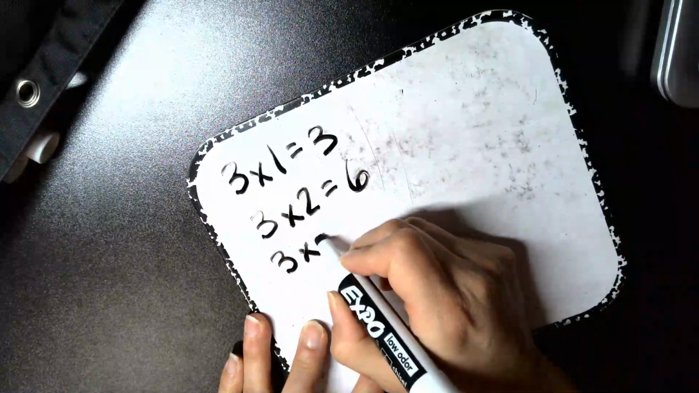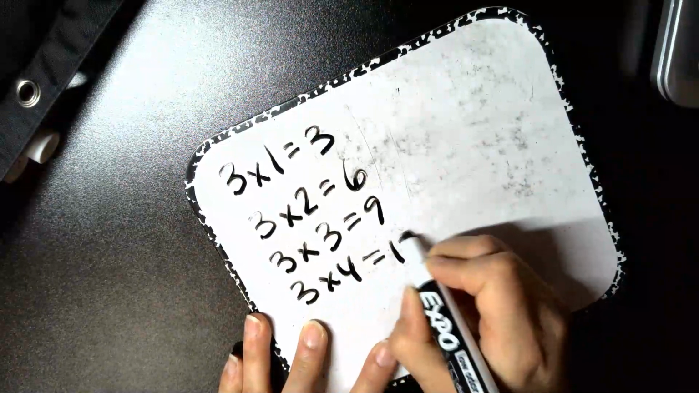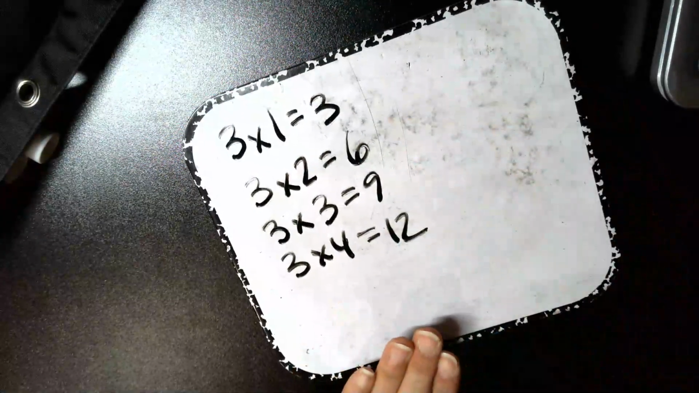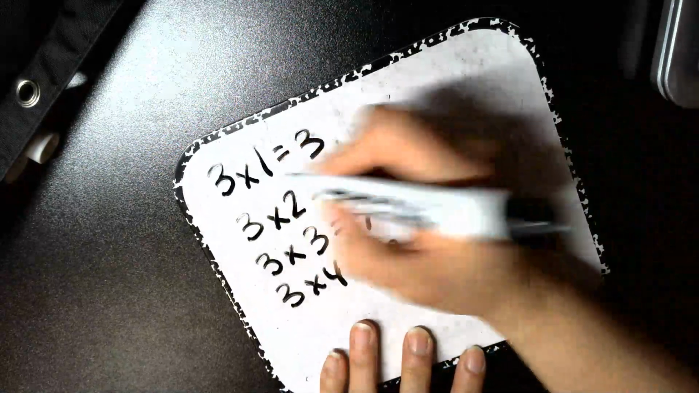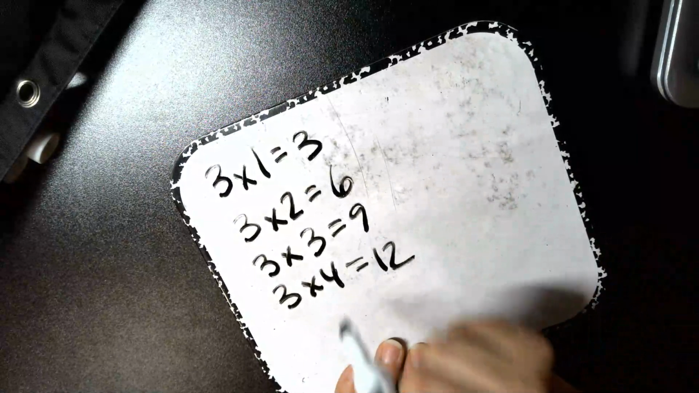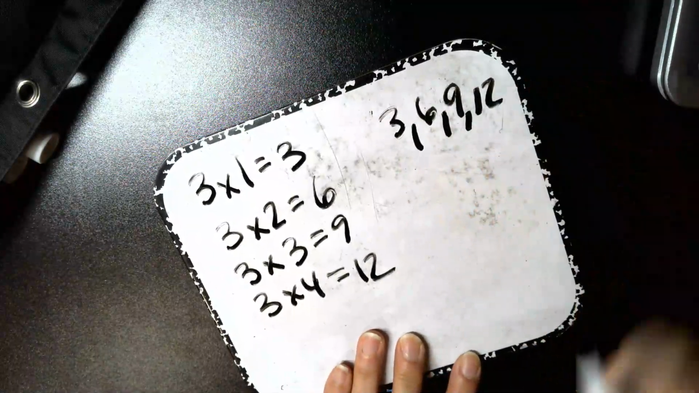3 times 3 equals 9. 3 times 4 equals 12. And you should know these. And I don't want you to know them in a skip counting way. So if you're not writing 3 times 1 equals 3, 3 times 2 equals 6, then you're not learning it in that manner. If you just do 3, 6, 9, 12, then that's what you're learning.